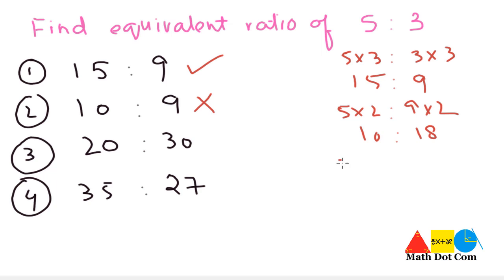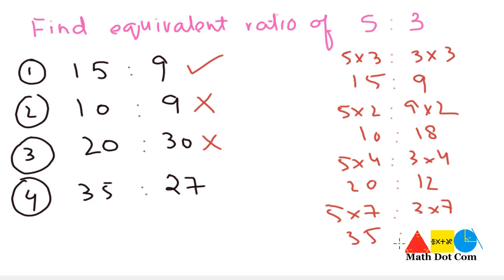Again for 20 we have to multiply by 4 on both sides. 3 into 4, that comes out 20:12. Again we will not take this one. Then 35 and 27, it means we multiply 5 with 7 and 3 with 7. It means 35 and 21. Here again it is not satisfying the condition. It means the only equivalent ratio of 5:3 is 15:9. So hopefully these two examples have cleared your concept of equivalent ratio.